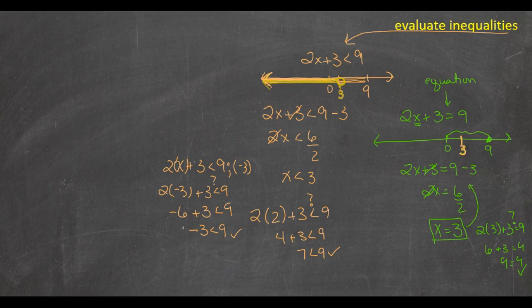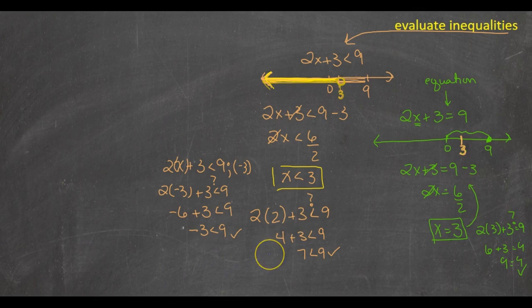So all of these values then become the answer. So I would say, easily enough, x is less than 3. That tells me all the x values that I can plug into this inequality to make that true.